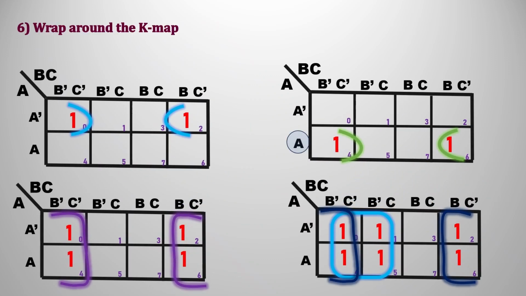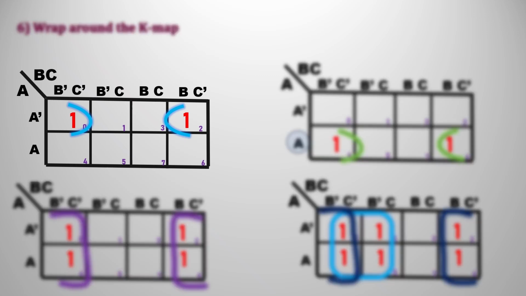The 6th point is very important, and we need to keep this in mind while making the K-map groups, because wrap around in K-map means the corners are also adjacent to each other. If you consider the first one, B bar C bar and B C bar, only B is changing. Because this is Gray code, a unit distance code, we can consider those as adjacent to each other.